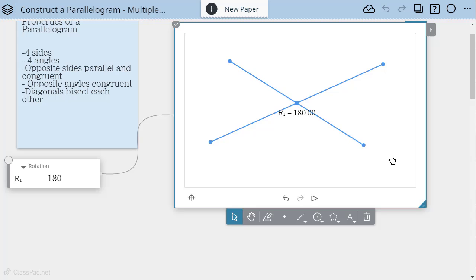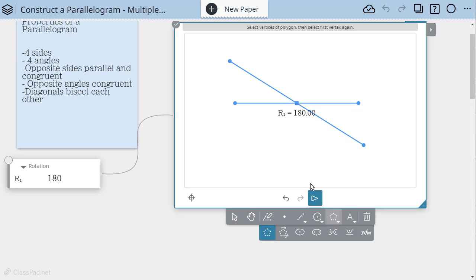So I now have 2 segments. Notice they are not the same length. That is not a requirement of a parallelogram, that our diagonals are congruent. The only requirement is that they bisect each other. And I could measure the distance here and prove that it's bisected, but I know that it is based on how I constructed it. But so I have this condition here that my diagonals are bisecting each other. And so if that's true, this must be a parallelogram.